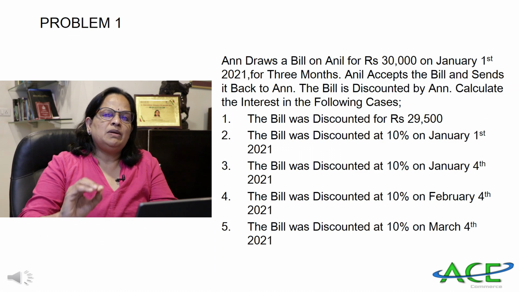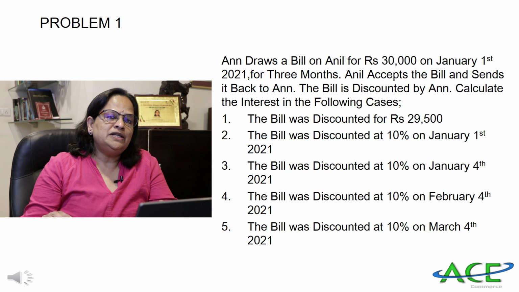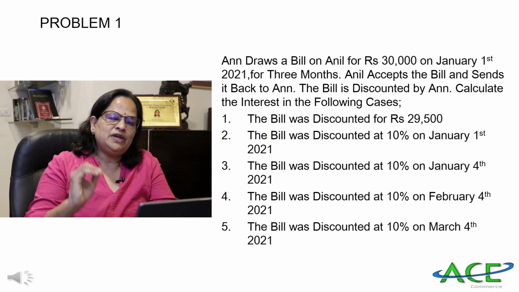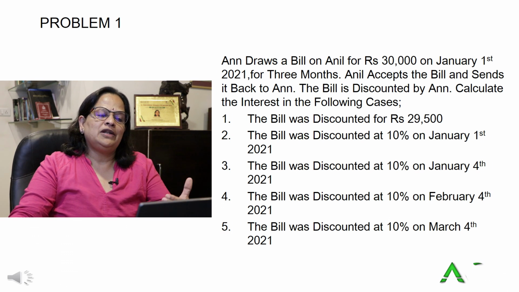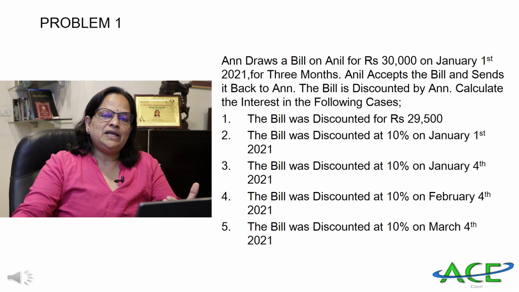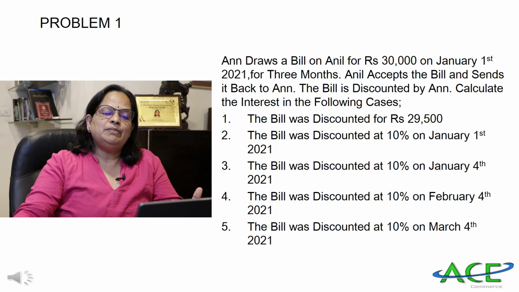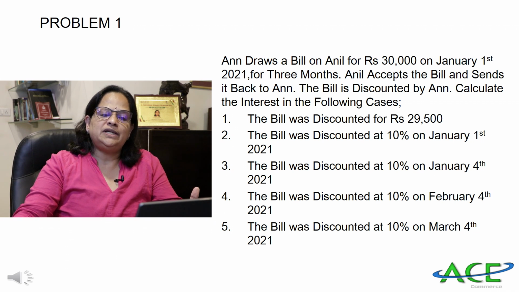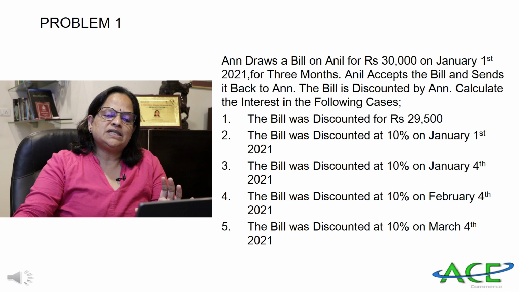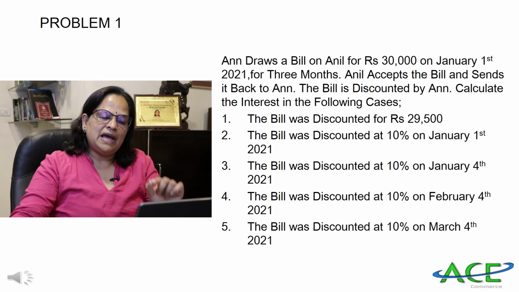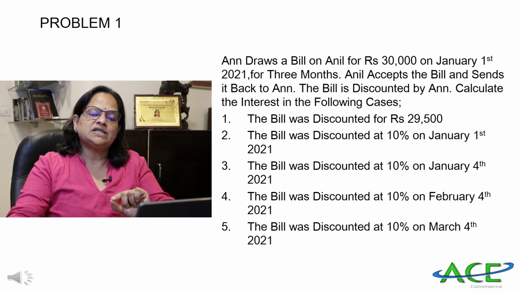Now first problem, as I told you, how we are going to calculate the discount, because in this type of problems we have to calculate the discount. So these 5 examples are there, how you calculate the discount. So this is what I am explaining as the first problem. Anne draws a bill on Anil for rupees 30,000 on January 1st, 2021 for 3 months. Anil accepts the bill and sends it back to Anne. That means the bill is honored. The bill is discounted by Anne. So Anne is not waiting for 3 months. She is discounting with the bank.